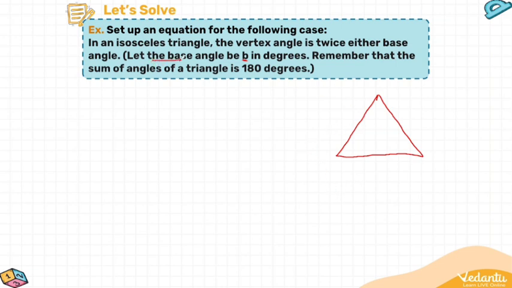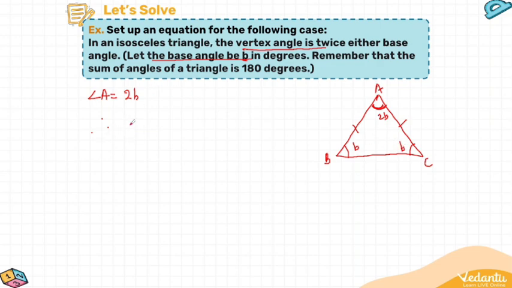So as it says, let the base angle be B. Since it's an isosceles triangle, these two angles are equal, so this would also be B. Now, the vertex angle is twice either base angle. Suppose I name the triangle ABC. Then angle A is equal to 2 times B. So as per the question, this is 2B, this is B, this is B.